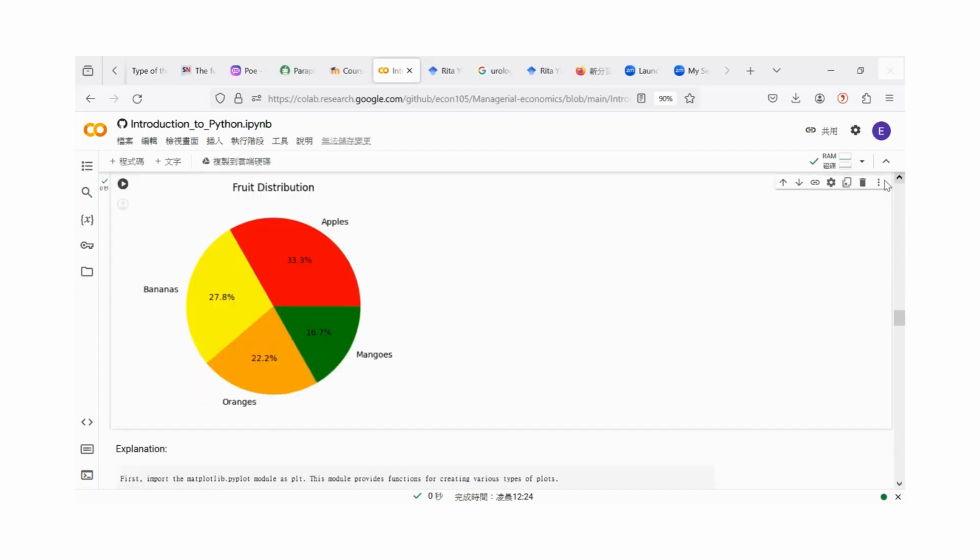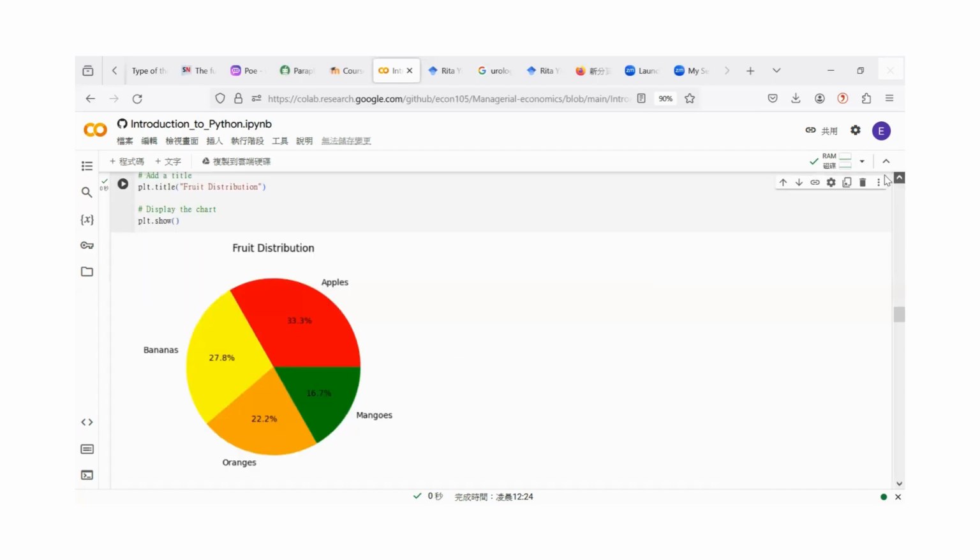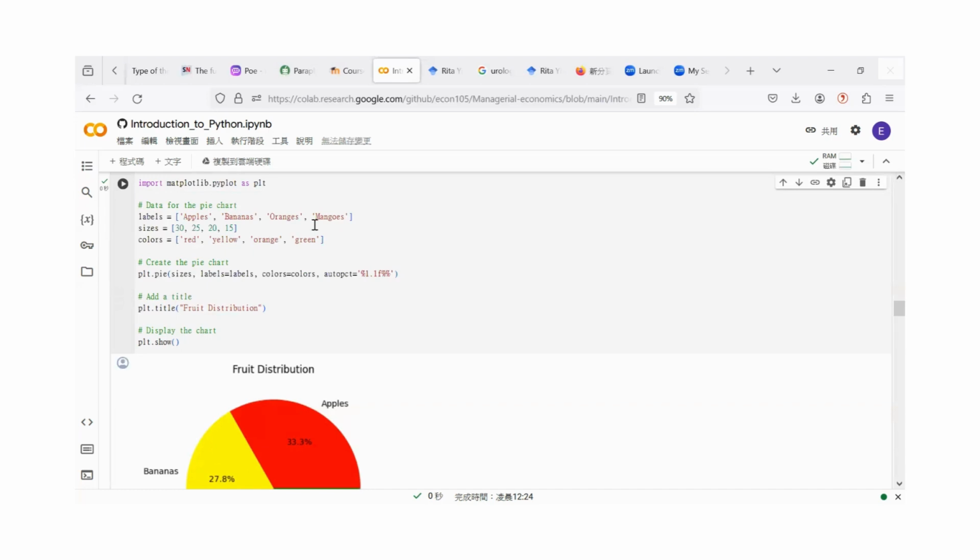And then we have 16.7%. Why 16.7%? Here we have 15 divided by the whole total, which is 30 plus 25 plus 20 plus 15.